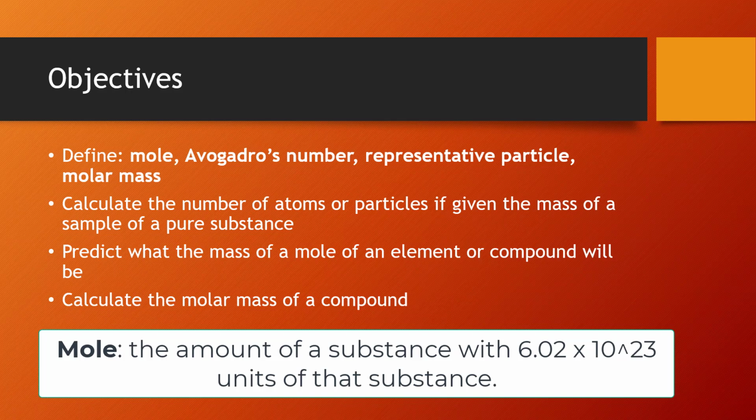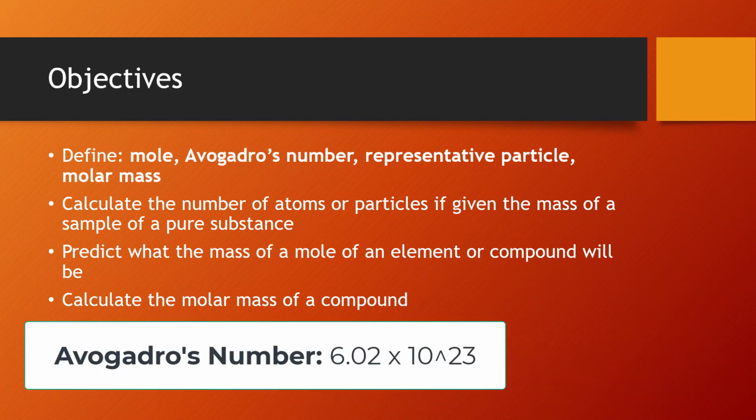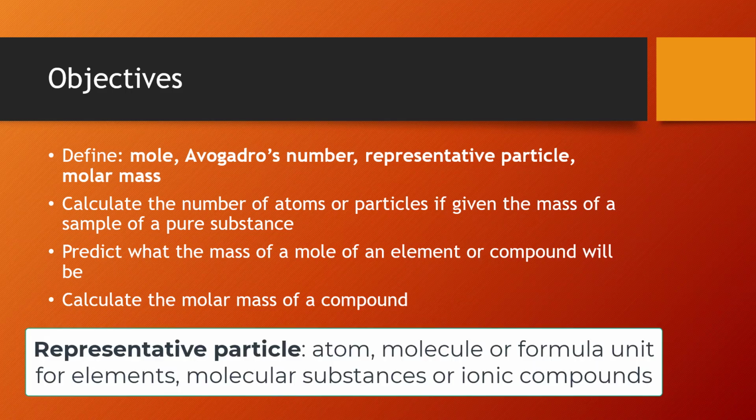The one that means a simple mole of a substance is 6.02 times 10 to the 23rd representative particles of that substance. Avogadro's number. This is 6.02 times 10 to the 23rd. It's the number of representative particles in a mole. And last, you can guess representative particle, which means whatever is present in a substance. Usually it's atoms if you're thinking about elements, or molecules if you're thinking about a molecular substance, or a formula unit if you're thinking of an ionic substance.